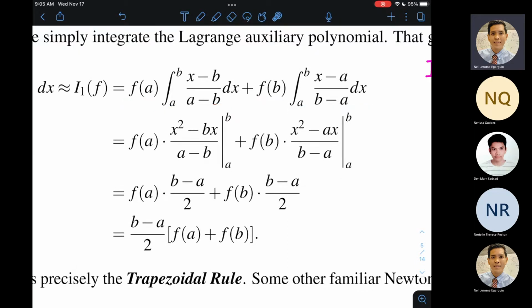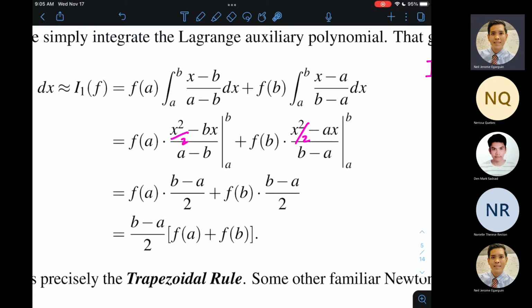So it's just for us to integrate this guy. Madali lang siyang integrate. Kaya lang I did a mistake here. Dapat may over 2 pa yan, kasi nilabas ko lang naman yung a minus b. Constant kasi siya. Integral ng x minus b ay x squared over 2 minus bx. Ganun din dito. Alright? And then plug in b and a. Take the difference, magiging ganito lang siya after simplification.